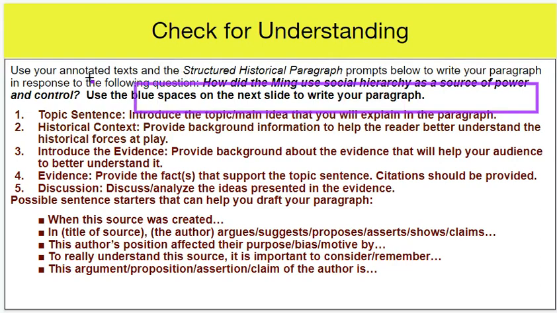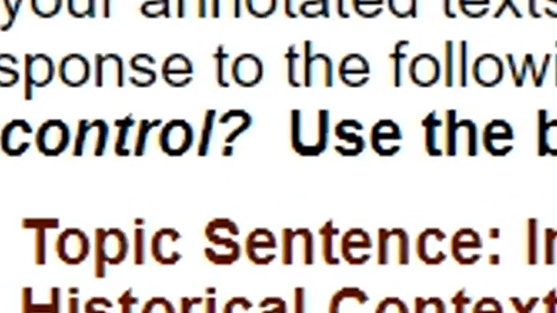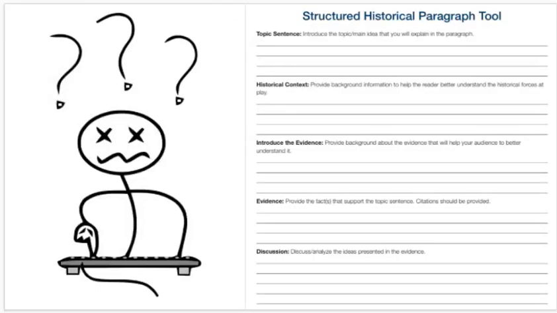What you're going to have to look at, and what you've been looking at and keep looking at and write about, is how did the Ming use social hierarchy as a source of power and control? So this actually describes to you what's on the next slide, which involves a topic sentence, historical context. You're going to introduce the evidence, bring the evidence, and then discuss it. So instead of looking confused, let's see what we can do to get rid of the confusion.